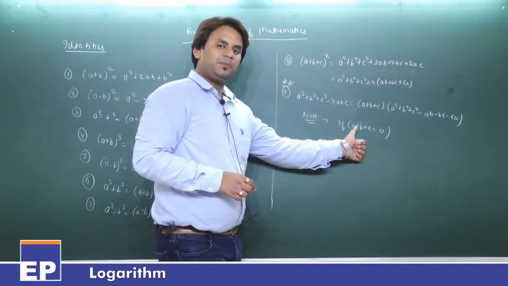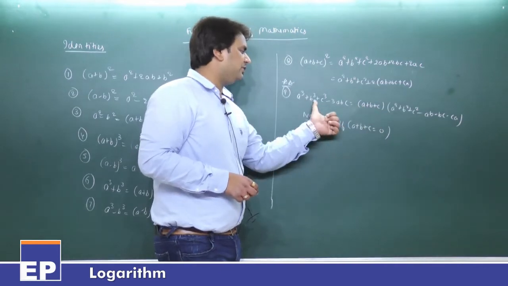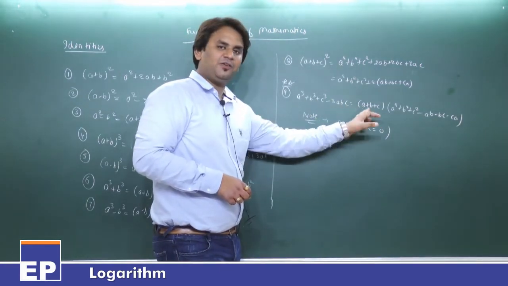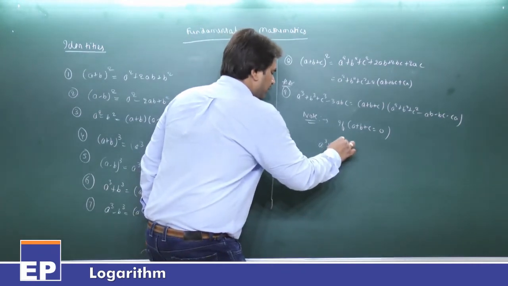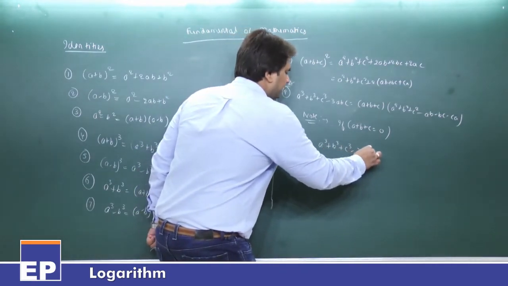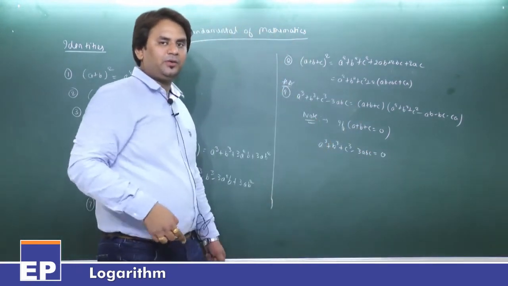If I put a plus b plus c equal to 0, this bracket will become 0. Means a cube plus b cube plus c cube minus 3abc will be equal to 0. So a cube plus b cube plus c cube minus 3abc will become 0 because a plus b plus c is equal to 0.